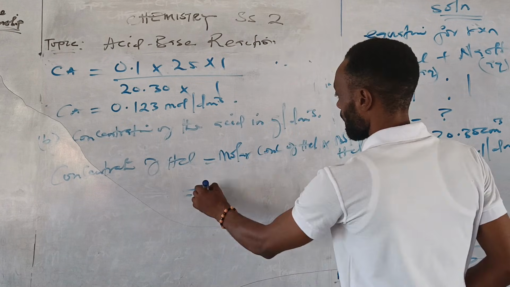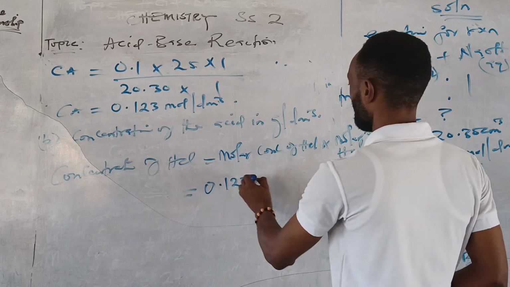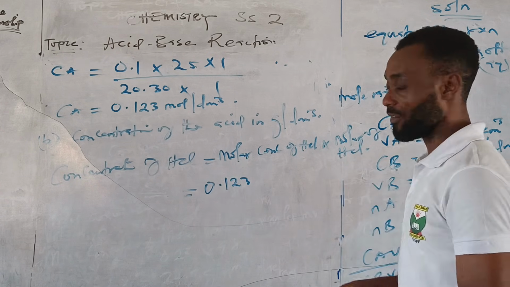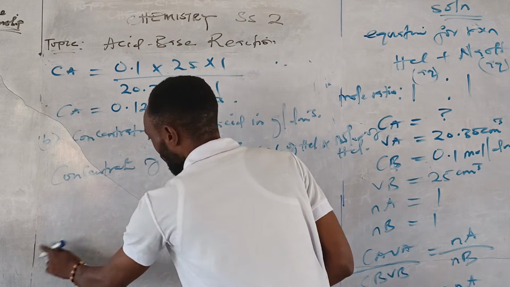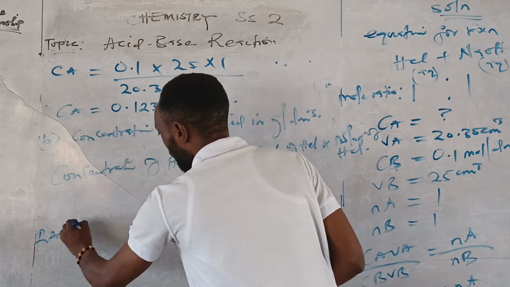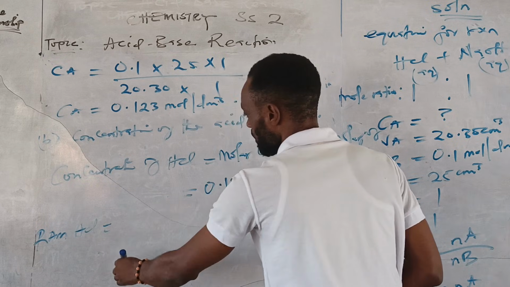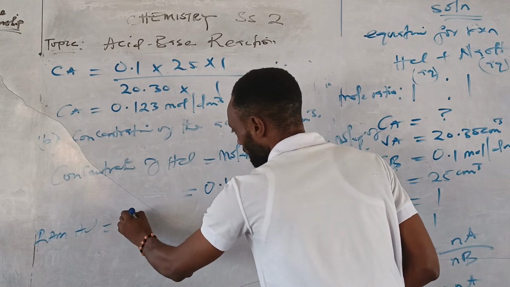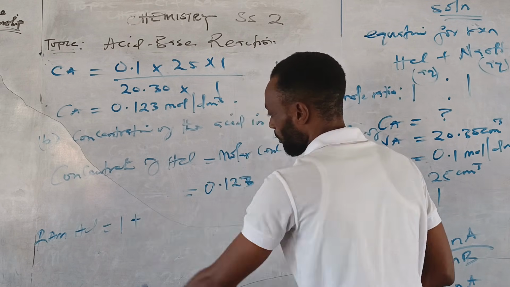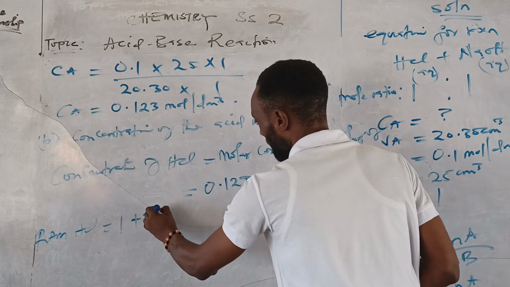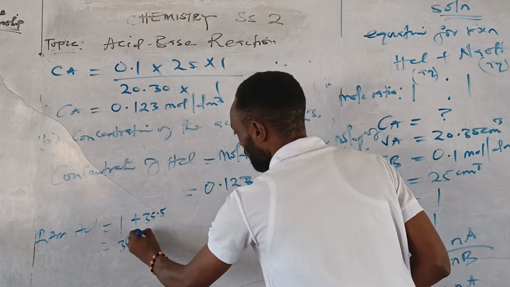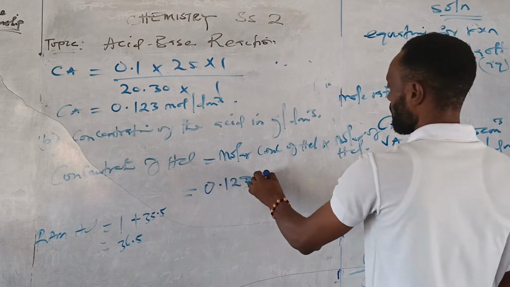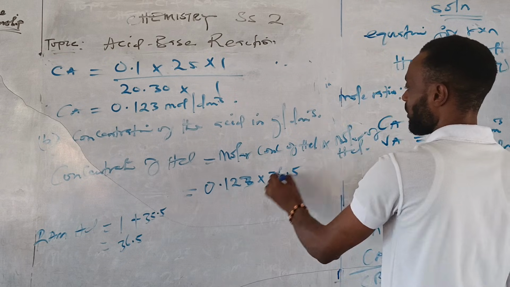We have it as 0.123. But what about the molar mass of the HCl? How do we determine the molar mass of the HCl? As usual, you have it as the RAM of HCl. Hydrogen will give us 1 plus chlorine. The mass number for chlorine is 35.5. And that will give us 36.5. So you now multiply this by 36.5.